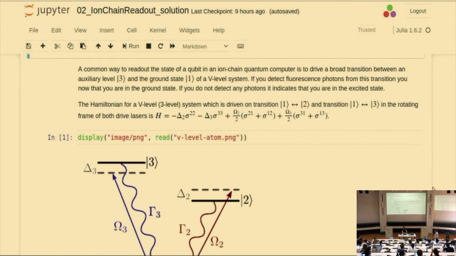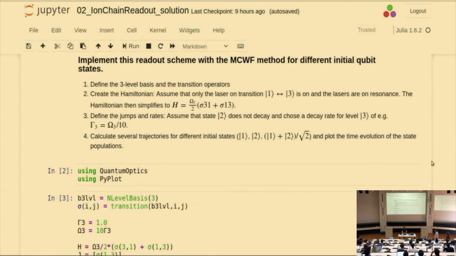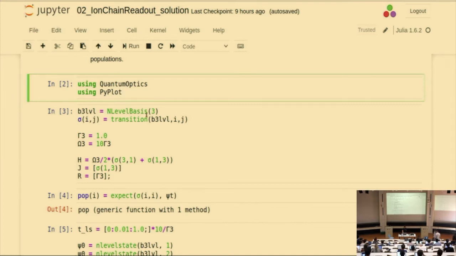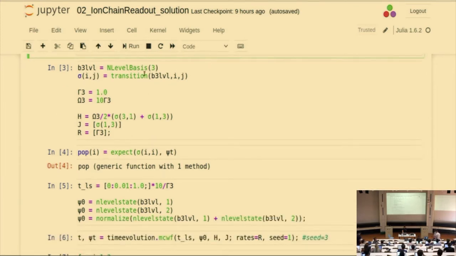We should actually finish, because it's late. Okay, I'll just show you how I did it. Of course, we first need to load the quantum optics package. Then we need the 3-level basis instead of a 2-level basis, and this is why I prefer to use the n-level basis instead of the spin basis. If I just want to add another level, I just make a 3 out of a 2, and it's done. Then we also need to define the transition operator.